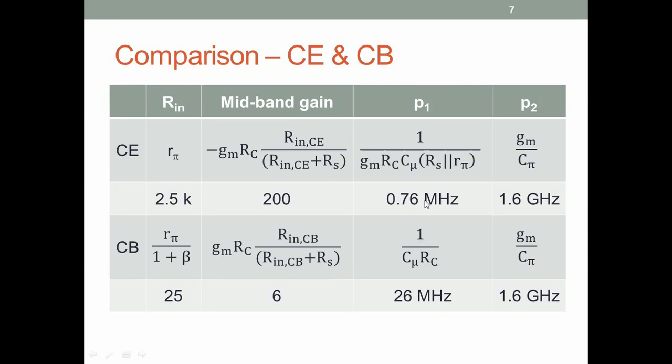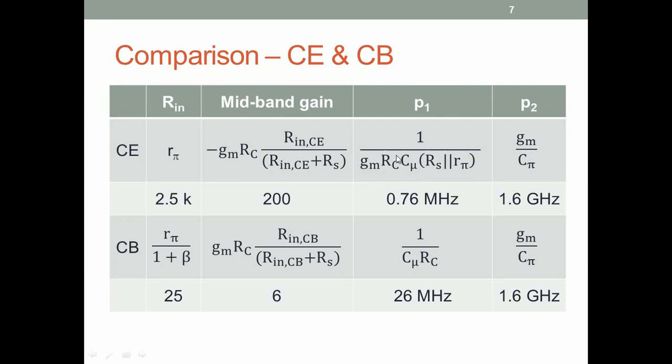This difference will still remain independent of RS for the common base, because the common base doesn't even depend on RS. What we notice is that the 3 dB frequency of the common base amplifier is much larger. And if you compare these two expressions, we see that this C mu RC is common. The common emitter has this additional GM RS parallel R pi.